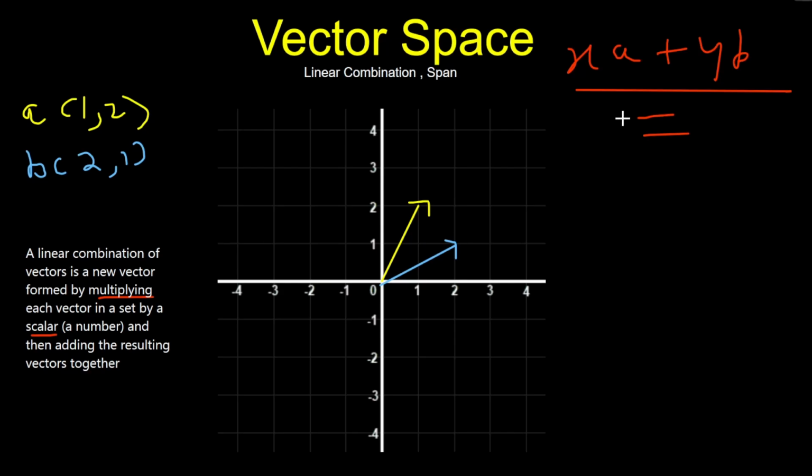So let's see a case where that's not possible. Let's suppose this vector is on the same line as this vector.